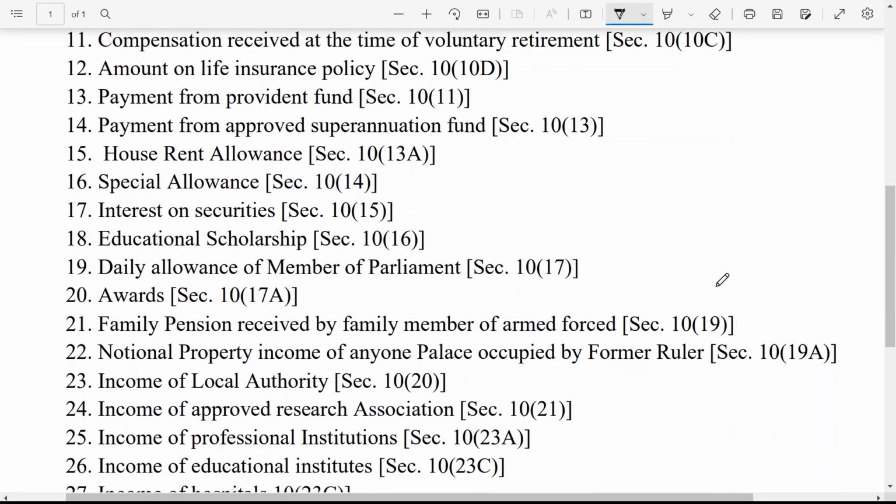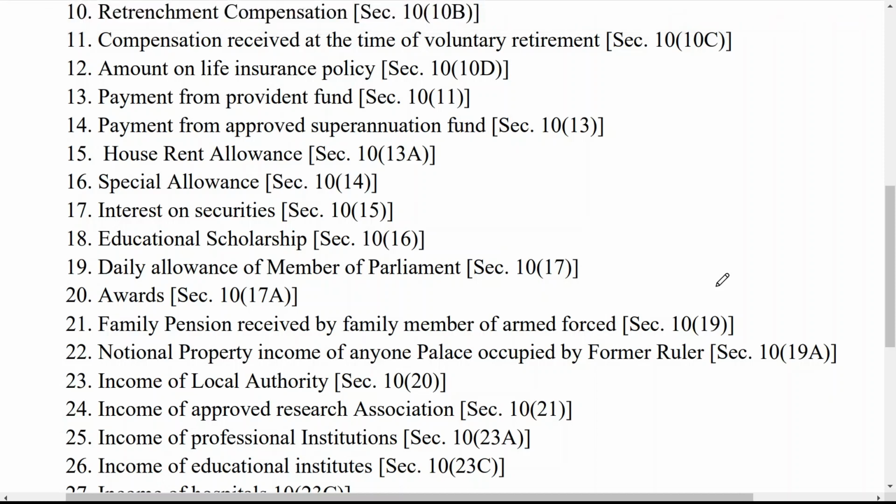Family pension received by a family member of an armed force is totally exempt under section 10 subsection 19. Notional property income of any one palace occupied by a former ruler, section 10 subsection 19A. Notional means not real. Any property income of any one palace which is occupied by a former ruler is chargeable in the hands of the person occupying it, but it is exempt. That means it is not chargeable to tax, it is totally exempt.